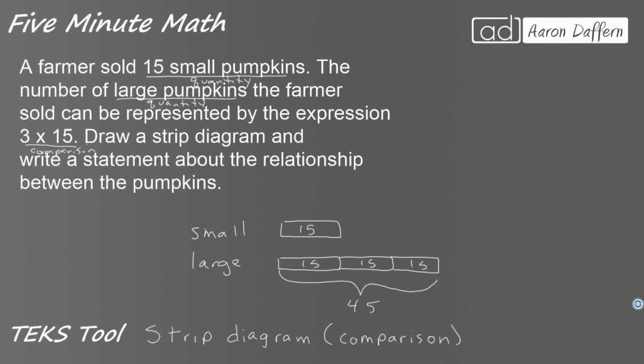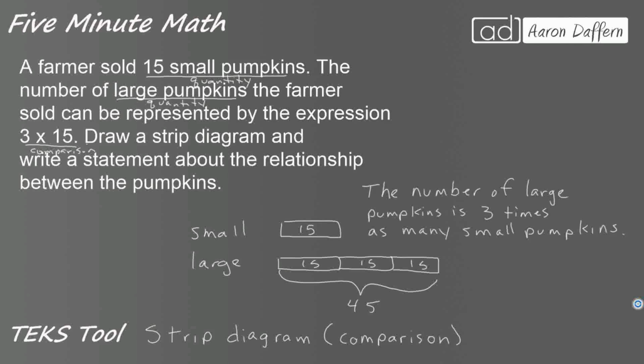Now, how can I write a statement about the relationship between these pumpkins? I would write something like this: the number of large pumpkins is 3 times as many as small pumpkins. And so it's that multiplicative comparison, times as many, that shows that we can use a comparison strip diagram to represent the relationship between the small pumpkins and the large pumpkins.